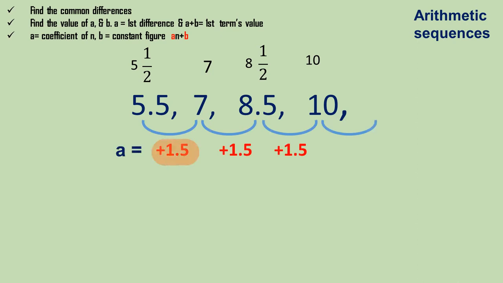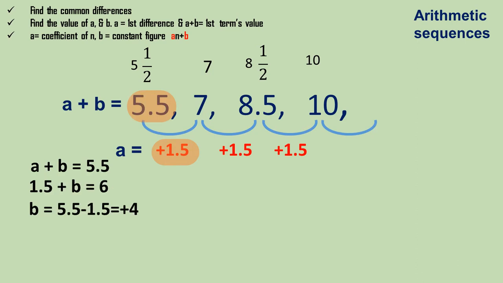So A is equal to the first difference, and A plus B is equal to the first term value. We're going to substitute the value of A in this equation. So we get 1.5 plus B is equal to 5.5. Subtracting 1.5 from both sides, that will produce plus 4. So here we have A equal to 1.5, while B is equal to plus 4.